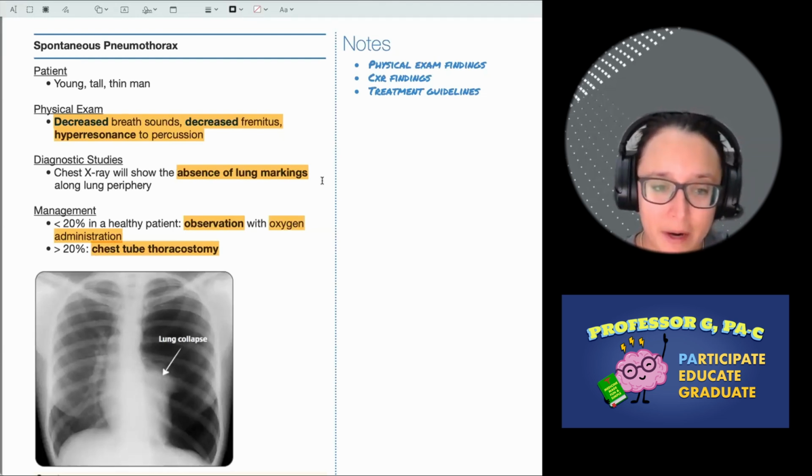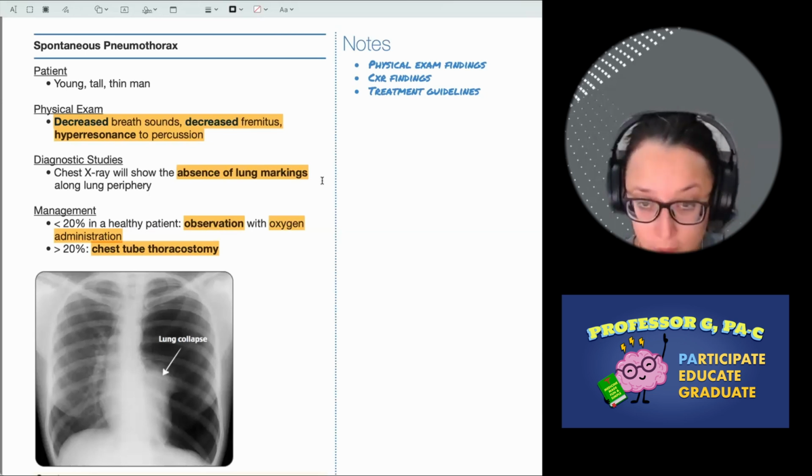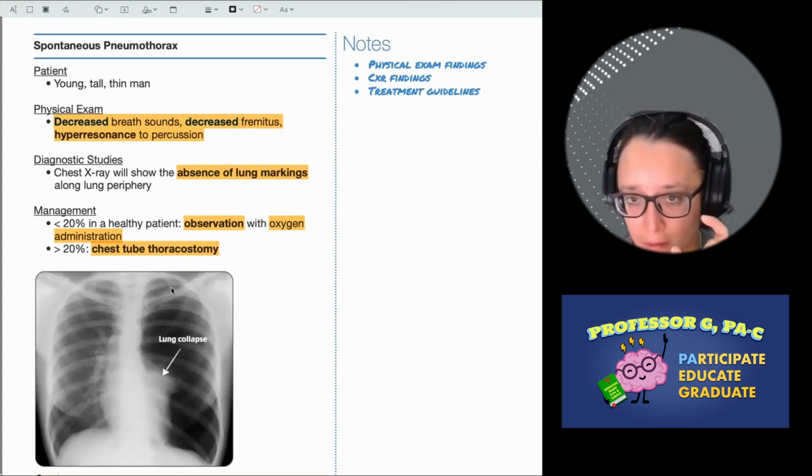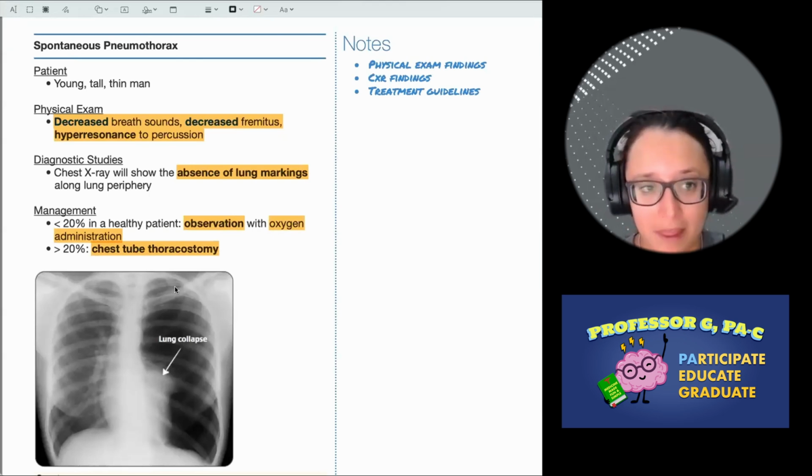And then depending on how bad it is, you get a chest x-ray. That should be the first test that you order in a spontaneous pneumothorax, a chest x-ray. You see the lung collapse on the chest x-ray. If it's greater than 20%, we put in the chest tube. If it's less than 20% and they're healthy and they're not showing signs of any distress, then we can observe, give them 100% oxygen with serial chest x-rays. So that is primary spontaneous pneumothorax.